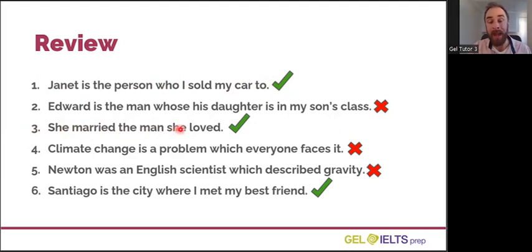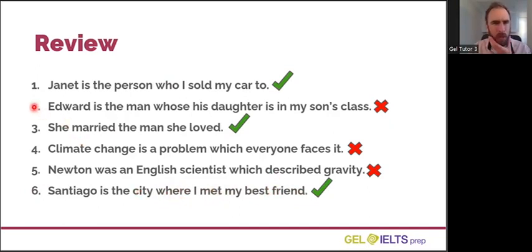3, she married the man she loved. We've removed the relative pronoun because it's the object of the second sentence. She loved him. And 6, Santiago is the city where I met my best friend. Absolutely correct. I met my best friend in that city, so where is correct.